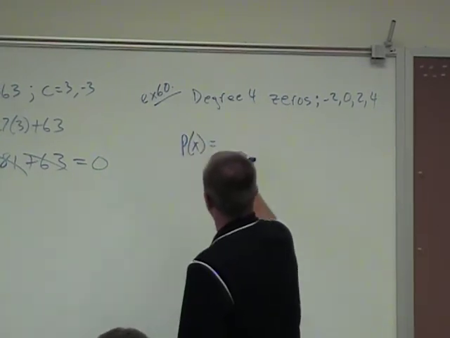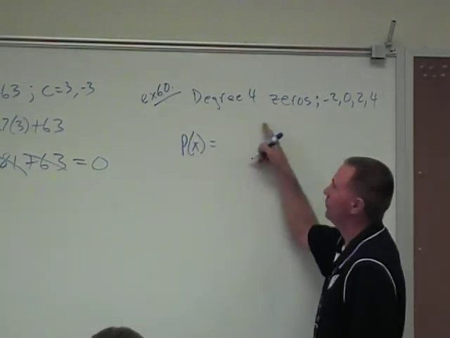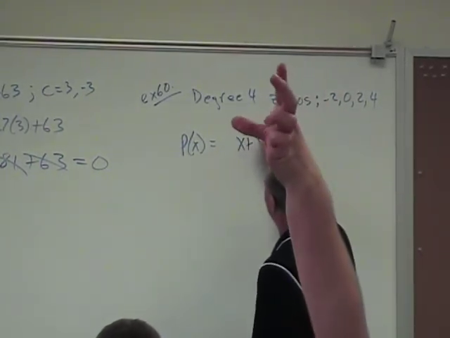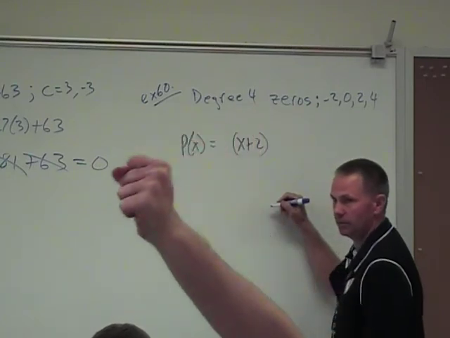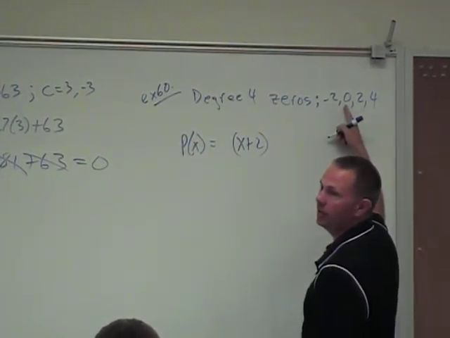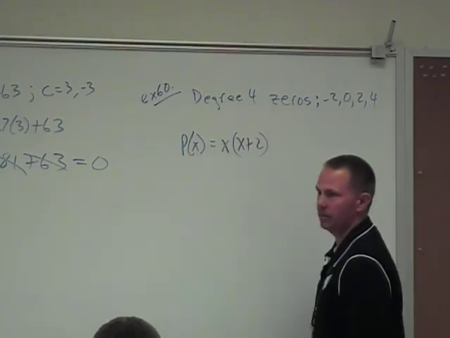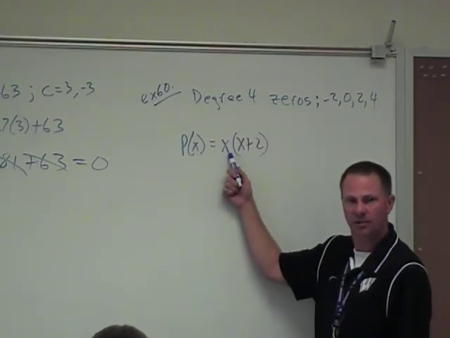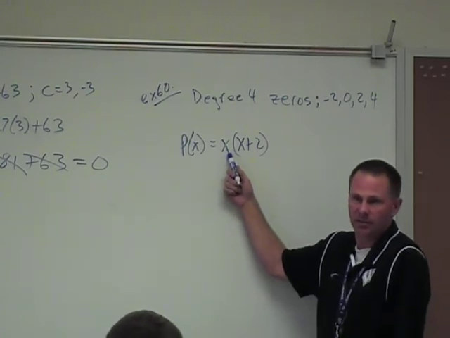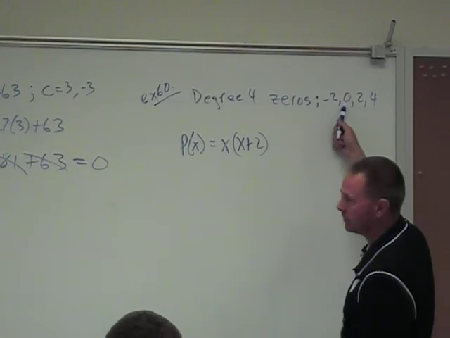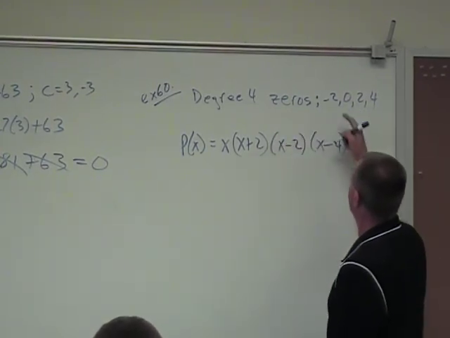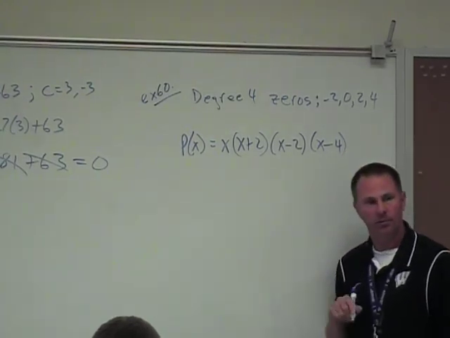So p of x, the polynomial in factored form, is going to be x plus 2, then what? What's x minus 0? X. That's why whenever you have an x out in the front, it's 0. Want to know what the zeros are? X is 0. It comes from x minus 0. And then I have x minus 2 and x minus 4. Those zeros come from the factored form.